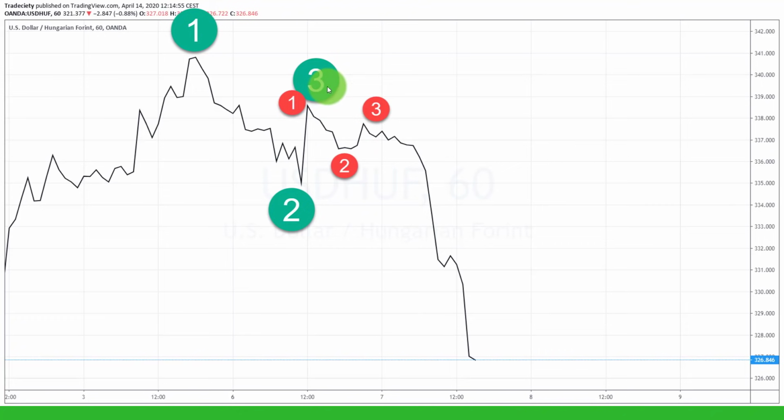So in this example, the trader might be looking for a potential sell trade, and then he's looking after point 3 on the bigger picture has formed.